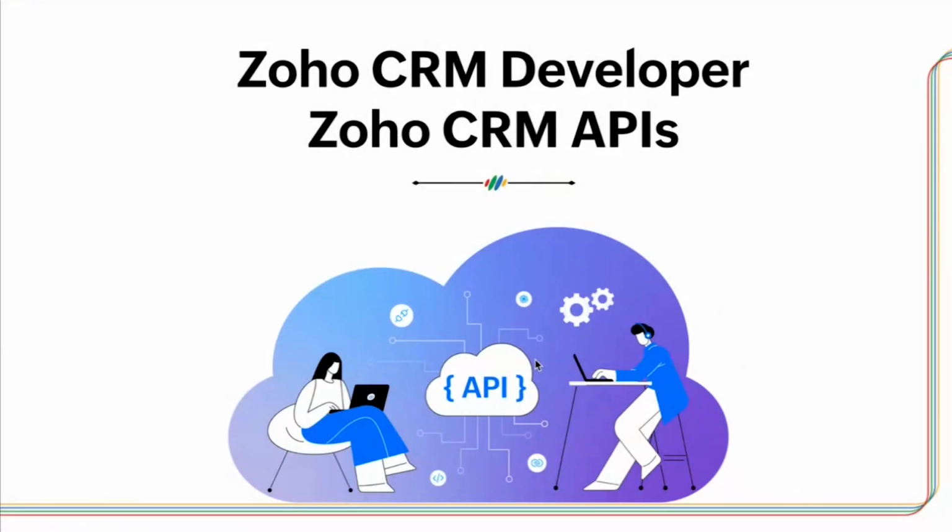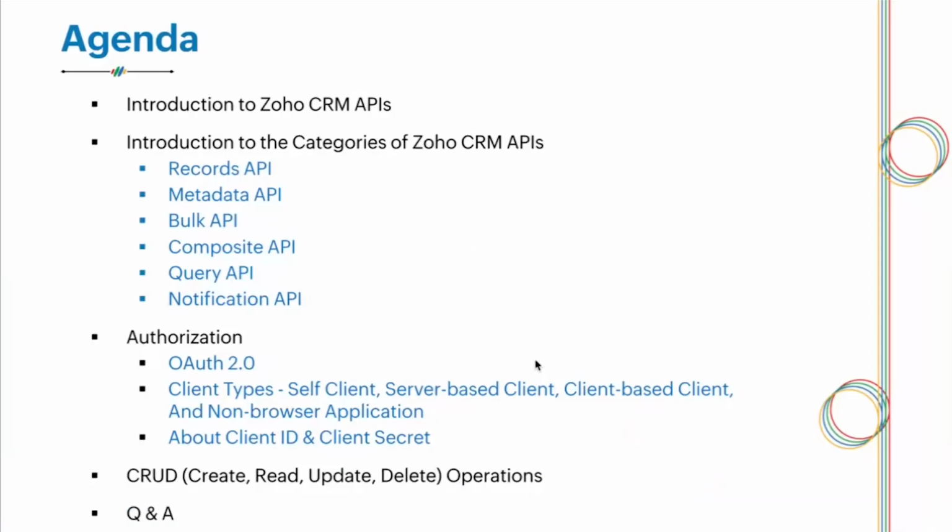We'll be covering the fundamentals of Zoho CRM APIs. Now, this is going to be the agenda for tonight. First, we'll go with a brief introduction of what an API is, followed by what Zoho CRM APIs are, and then an introduction to the different categories of Zoho CRM APIs, how authorization is handled for the APIs, and what are the different CRUD operations that are supported through our APIs. And then the end session will be for Q&A.